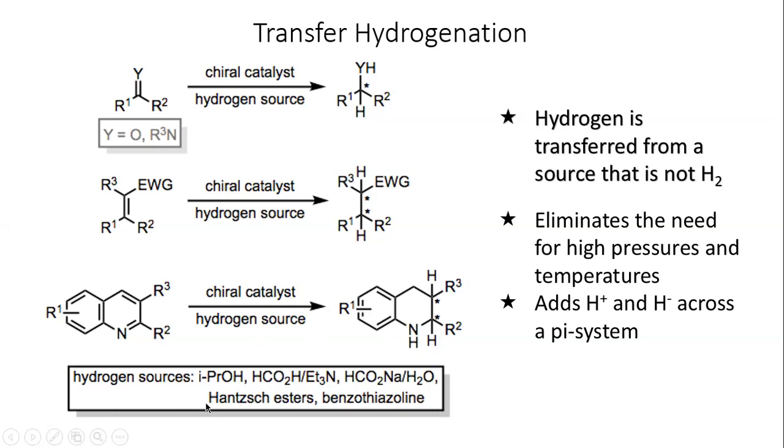And down here, it has some of your hydrogen sources, right? Like isopropanol, formic acid and triethylamine, and then the formate anion and water. So it just depends on what you use.